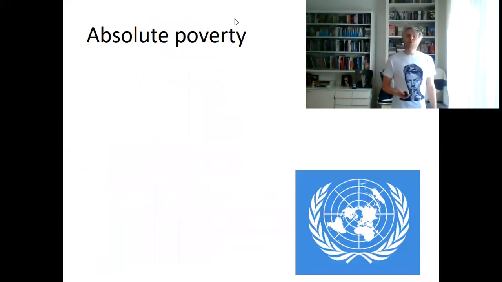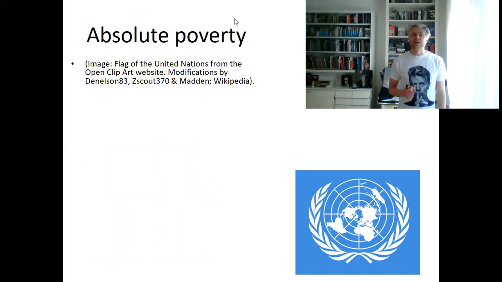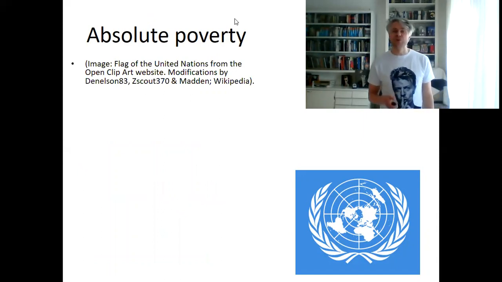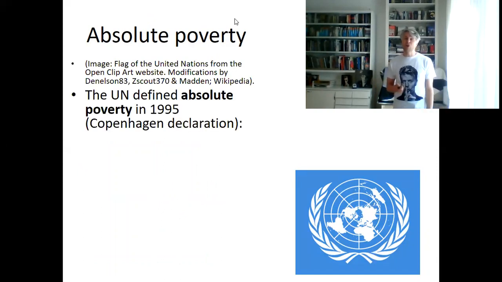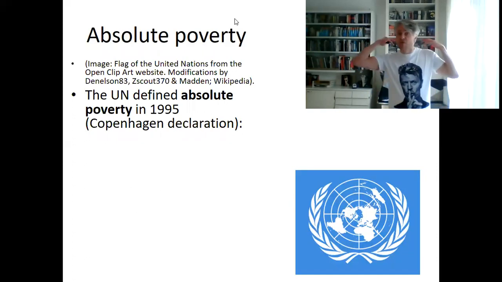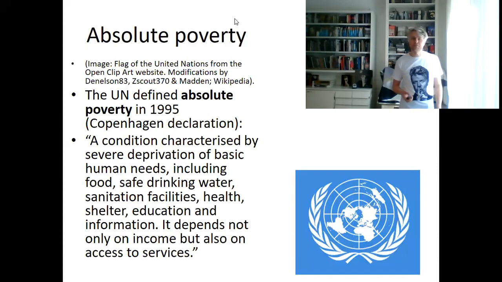Let me give you some well-known definitions of these two concepts. The first definition comes from this organization. You're seeing their flag, their coat of arms there. What organization is that? I'm guessing you're all guessing that's the United Nations logo. My images from Wikipedia here. And they gave us a wonderful and much cited definition of absolute poverty, which I find very helpful, from the 1995 Copenhagen Declaration. So it's a generation old, it's a generation in the past.